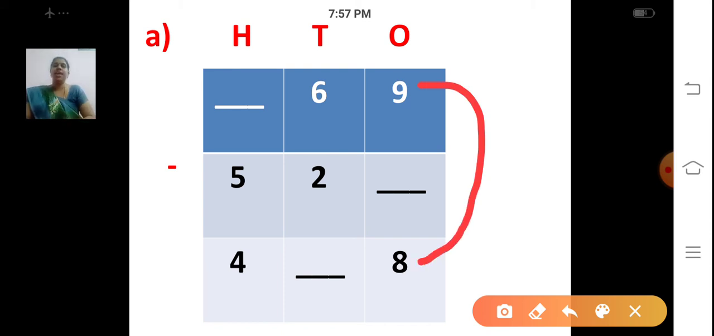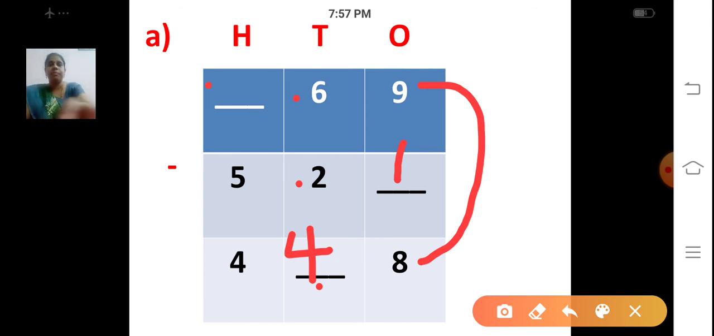9 minus 8. After 8, 9. So write it down. 1. 9 minus 8 is 1. Now, we know how to find out the difference, right? 6 minus 2. After 2, 3, 4, 5, 6. So 6 minus 2 is 4. Write down 4.